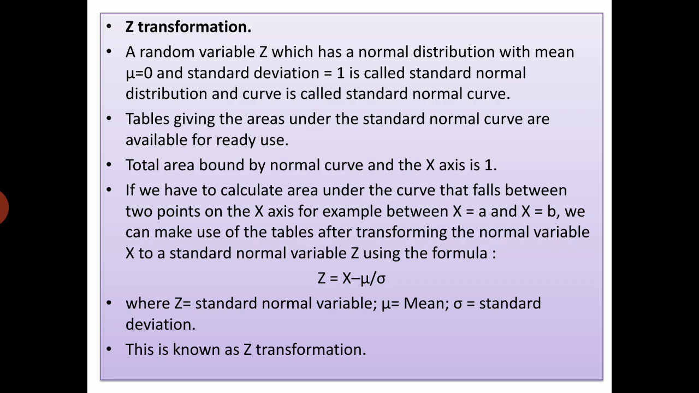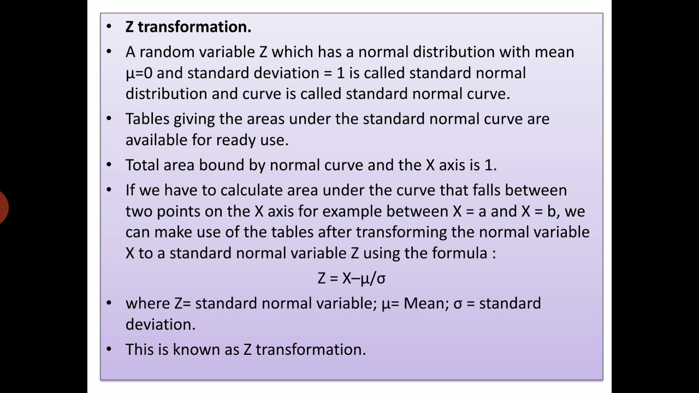Z transformation. A random variable Z, which has a normal distribution with mean mu equal to 0 and the standard deviation equal to 1, is called the standard normal distribution. In yesterday's lecture we have seen this, and the curve is called the standard normal curve. Okay, we have learned about the standard normal curve.